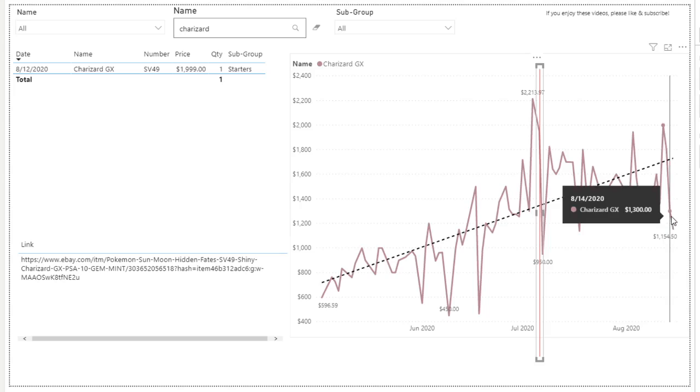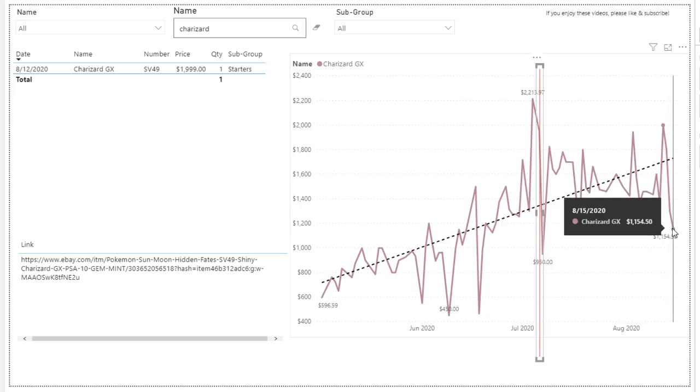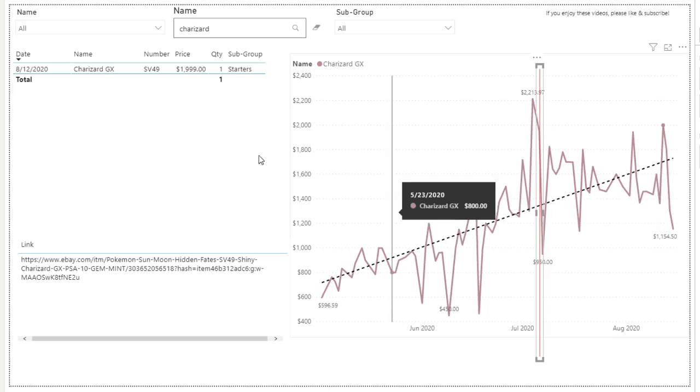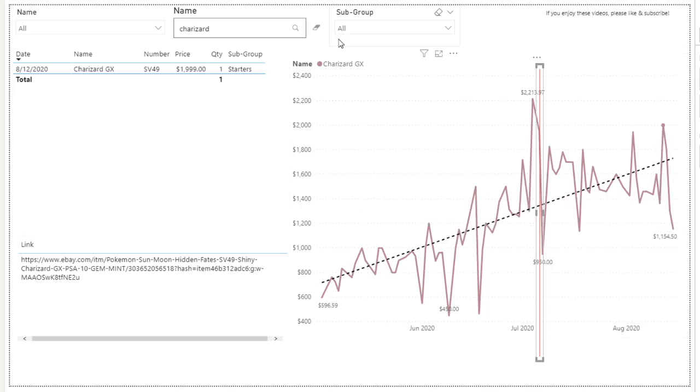These two right here, the 1300 average and the 1154 average, those were auctions, if I'm not mistaken. So auctions usually are going to go for less than what the buy it nows are, but still, this is pretty telling that people are a little bit nervous about the fate of Hidden Fates regarding reprints.